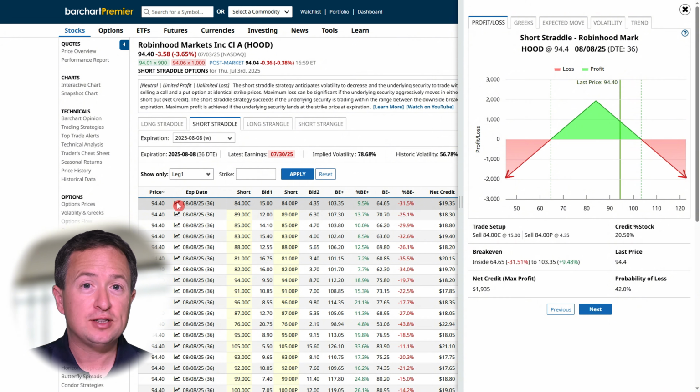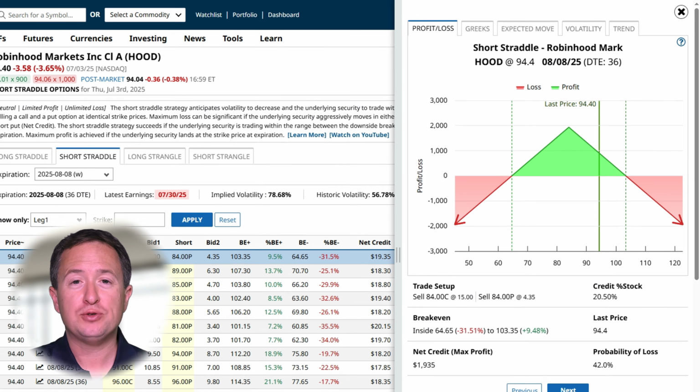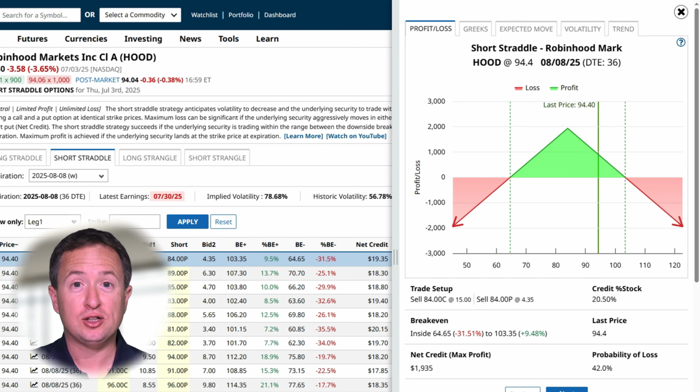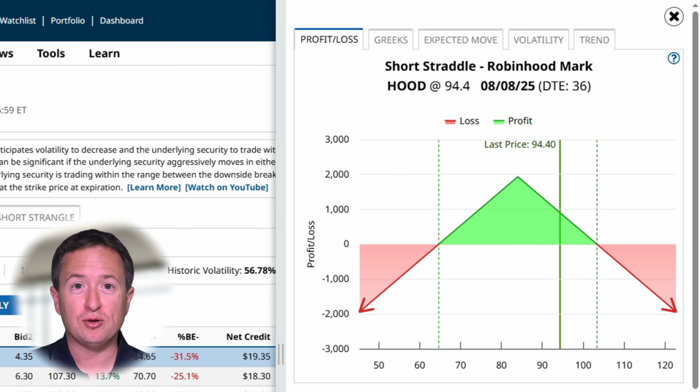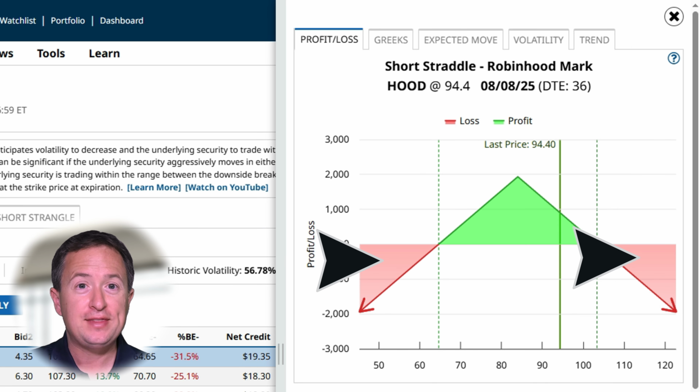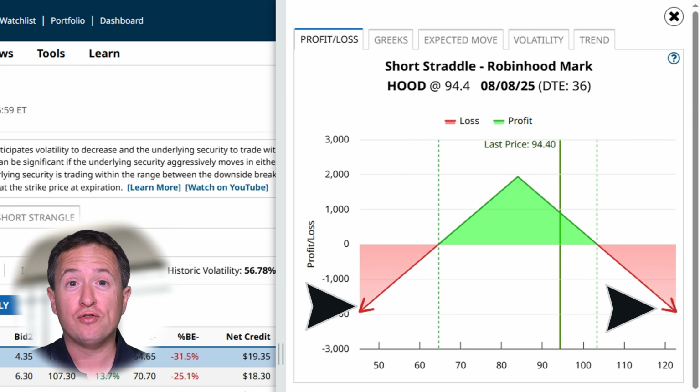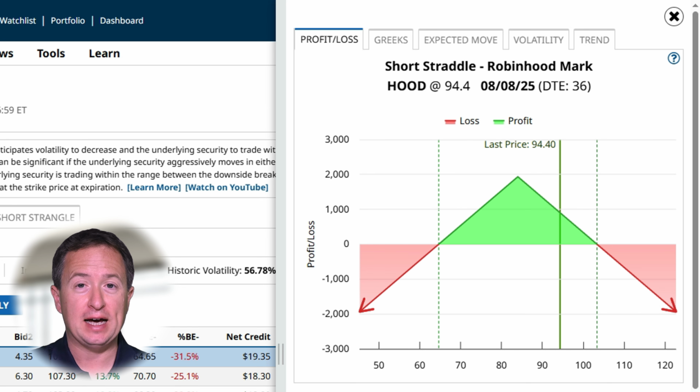Then, you'll get to the P&L chart. And this shows you all of your trade details, including your setup, credit percentage, break-even prices, net credit, and probability of loss. It also shows the P&L graph for the entire trade. The green section indicates profit, losses are here in red, and the arrows here show that losses go further since short straddles have theoretically unlimited downsides.